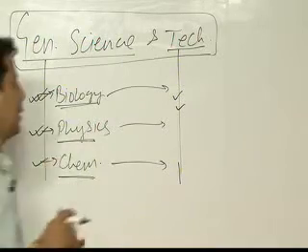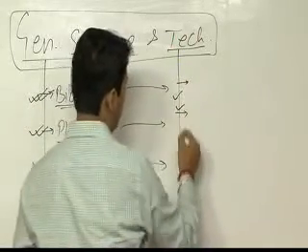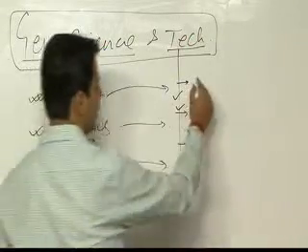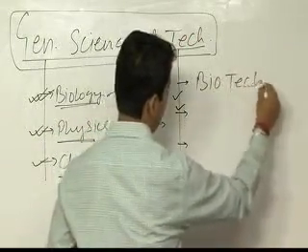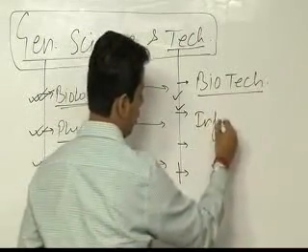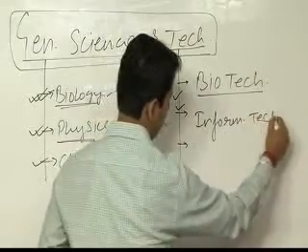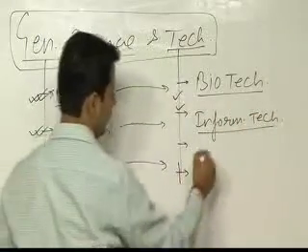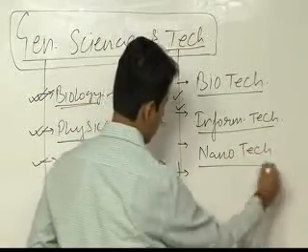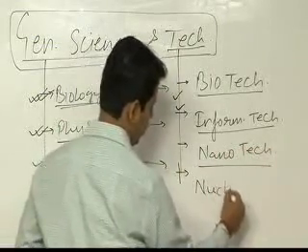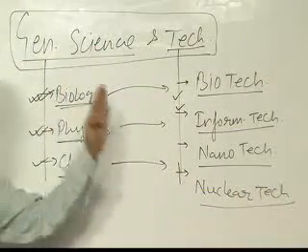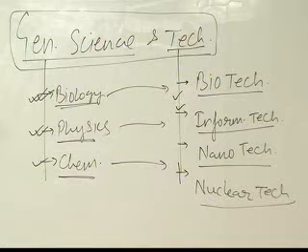If we talk about technology, then there are four technologies we will be concentrating upon. One is biotechnology, another is information technology, yet another is nanotechnology, and then there is nuclear technology. So these are the technologies that we need to know about in detail. And there are many other technologies as well.